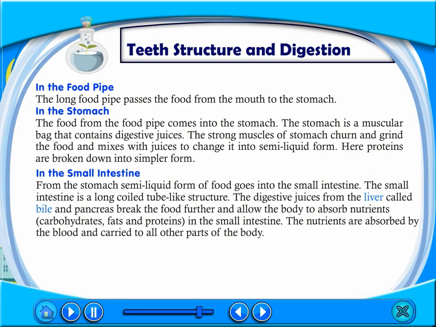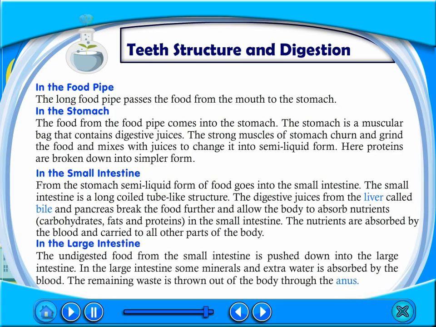In the small intestine, the semi-liquid form of food from the stomach goes into the small intestine. The small intestine is a long coiled tube-like structure. The digestive juices from the liver, called bile, and the pancreas break the food further and allow the body to absorb nutrients, carbohydrates, fats and proteins in the small intestine. The nutrients are absorbed by the blood and carried to all other parts of the body.